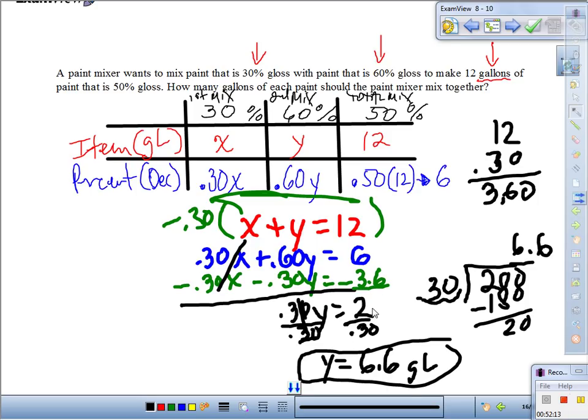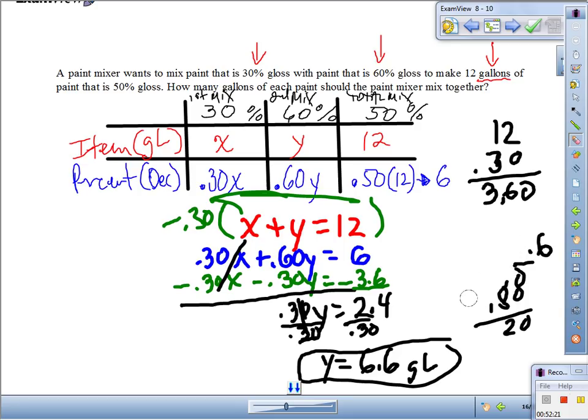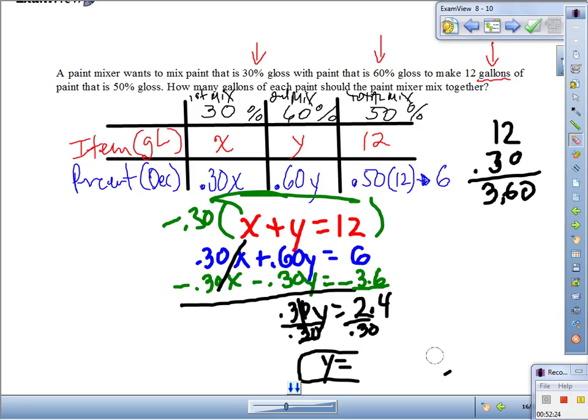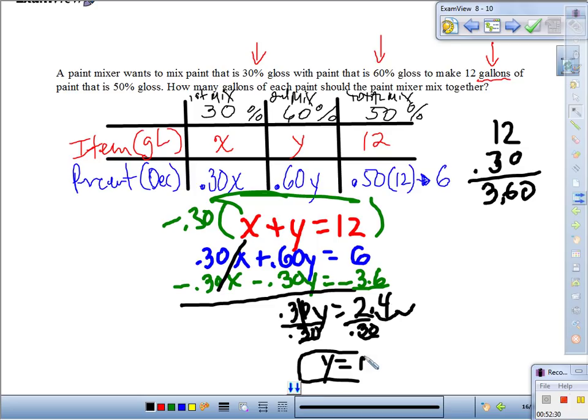So we're left with 2.4. Is that correct? Divide by 3. So therefore, we move the decimal twice. So that gives me 8 gallons. Hands if you got that?